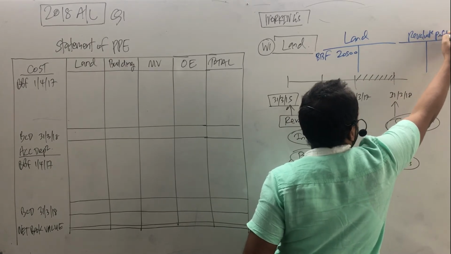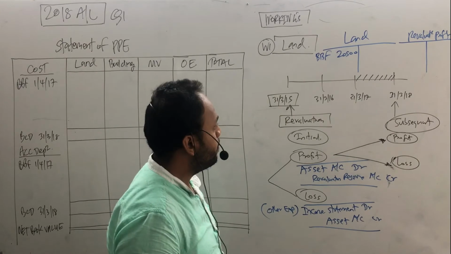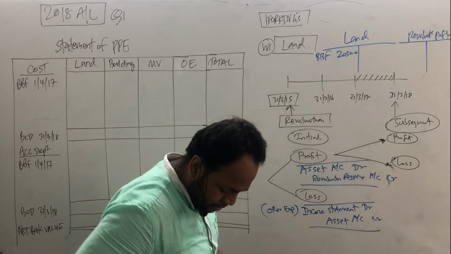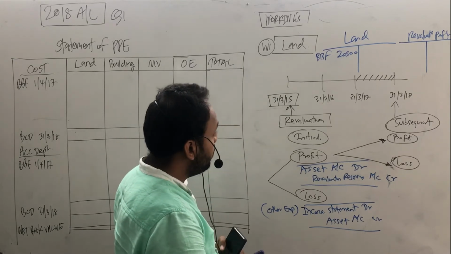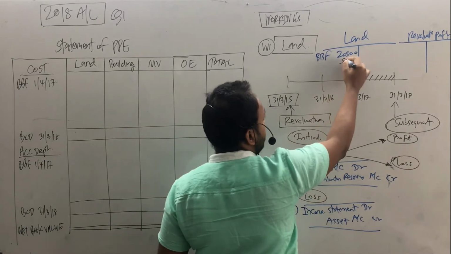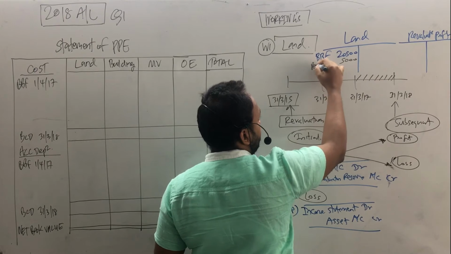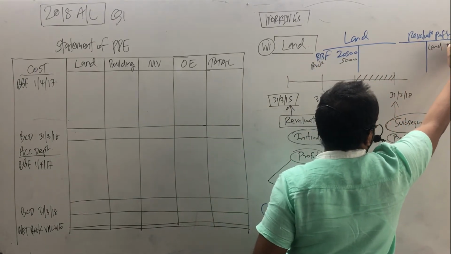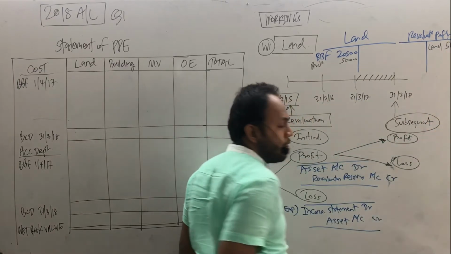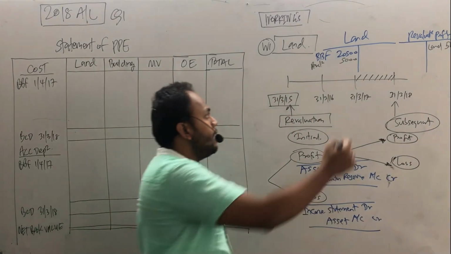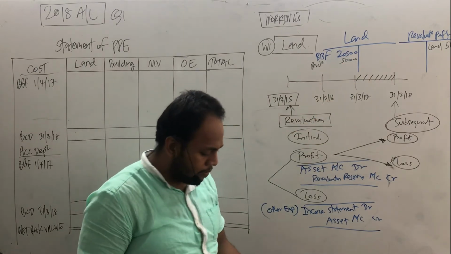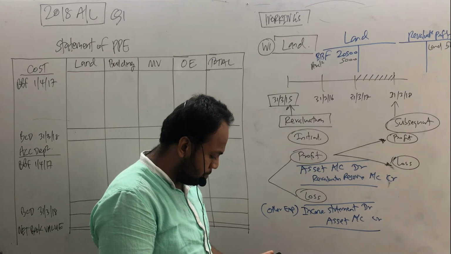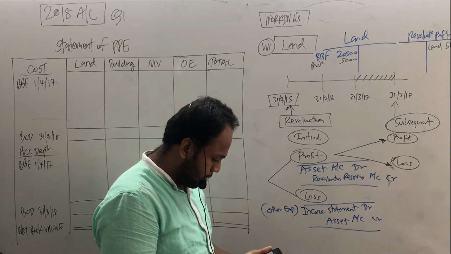Revaluation. 25,500. So the double entry was done. 5,000 land account debit, and revaluation reserve account was credited 5,000. That is why in the land account you have 25,500.